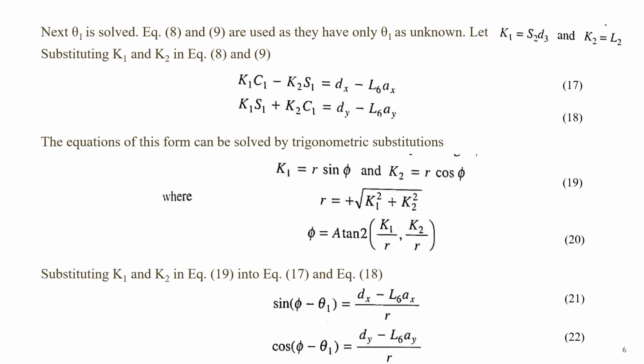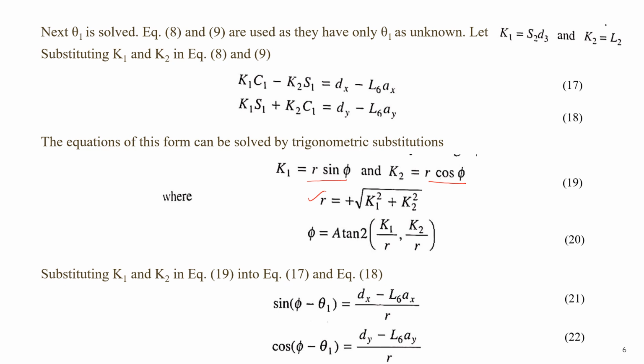Now let us try to get the value for theta 1. For this we will again use the same procedure we used in the SCARA derivation. That is, we use the trigonometric identity by taking k1 equal to r sin alpha and k2 equal to r cos alpha, where r is equal to the root of k1 square plus k2 square, and alpha is atan2 of k1 by r and k2 by r.